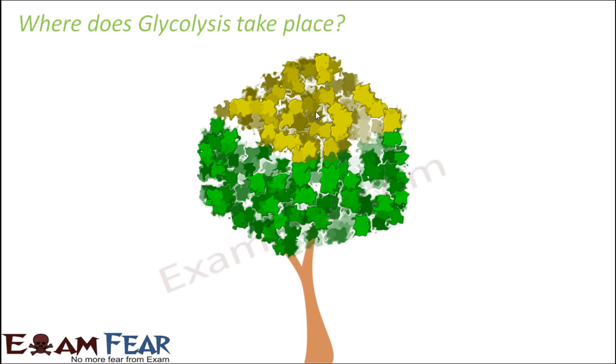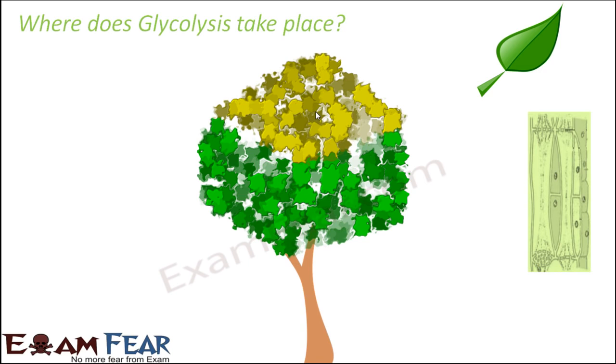Before we start understanding the steps, the question is, where does glycolysis take place? The process will start with glucose, so let us first try to see where glucose is formed in a plant. This is your plant. Where does photosynthesis take place? It takes place in the leaves, right? So glucose is formed in the leaves, but it gets transported to different parts of the plant with the help of the phloem tubes.